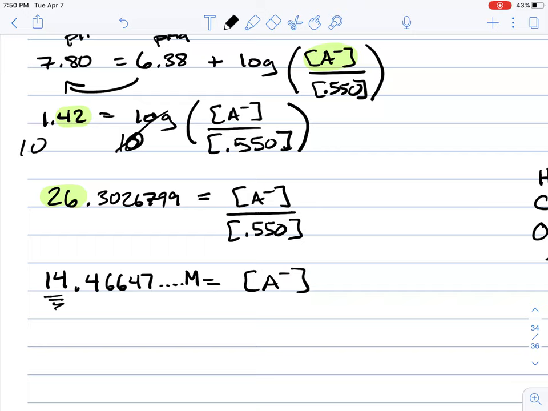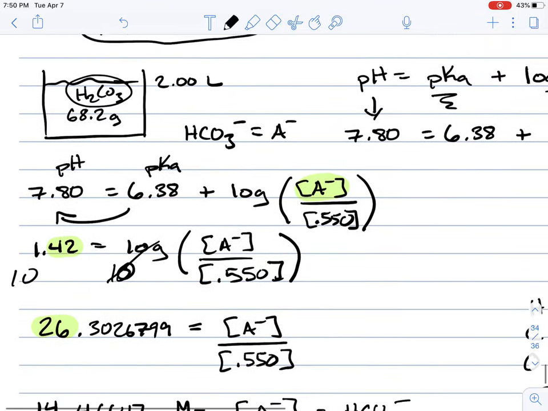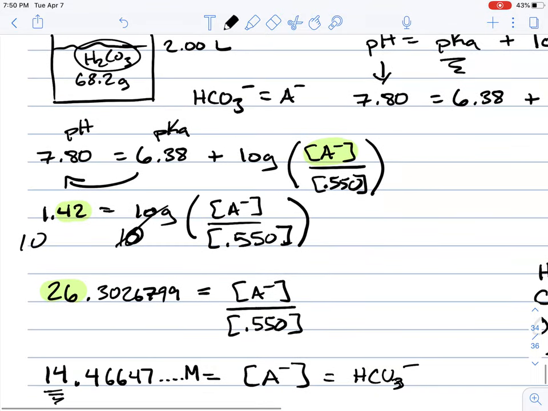And so since this is the concentration of the conjugate base, which was carbonic acid, we've kind of answered the question. And if you want to report the correct number of sig figs, then we would just go ahead and say 14 molar. So we need a concentration of 14 for the bicarbonate to go from a pKa of 6.38 to a pH of 7.80.